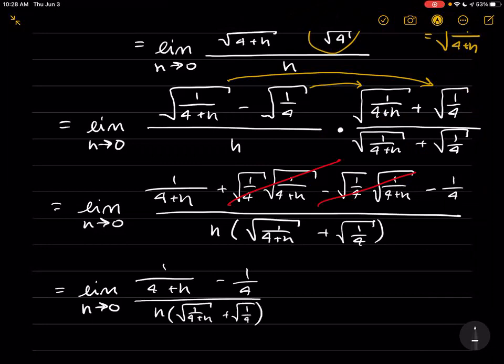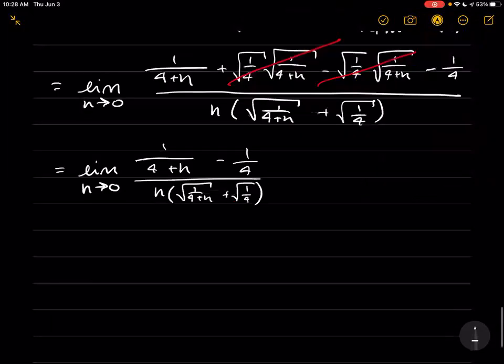Okay. Now I'm going to go ahead and combine the fractions. I'm going to do that fraction subtraction in the numerator. I got distracted there by fraction subtraction. It's a fun little rhyme.